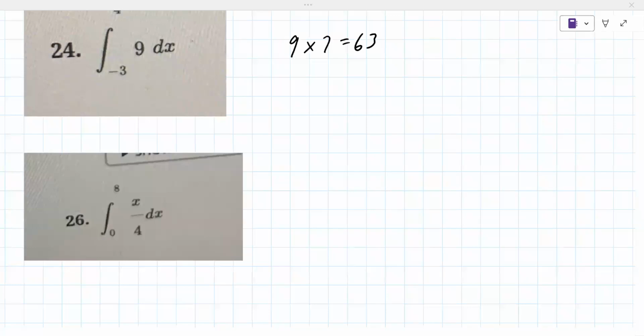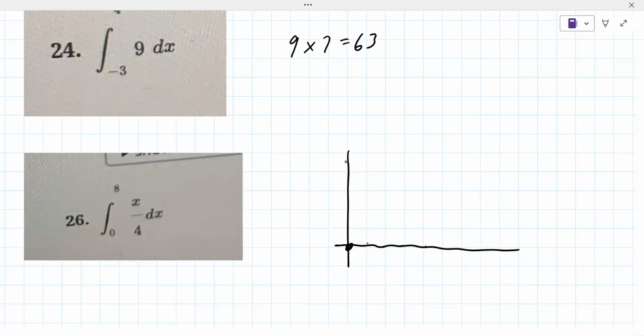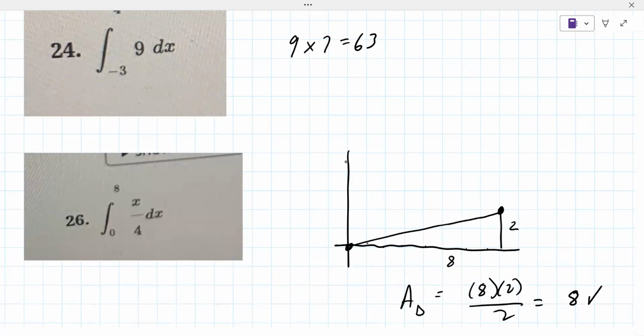It'd just be 8, right? Let me just draw it out here in case you want to look at it later. That's 0 at 0 and at 8. 1, 2, 3, 4, 5, 6, 7, 8. It's 2. So you connect those. It's a triangle. The area of the triangle is base times height divided by 2. The base is 8, the height is 2. Base times height divided by 2, which is 8. Good.